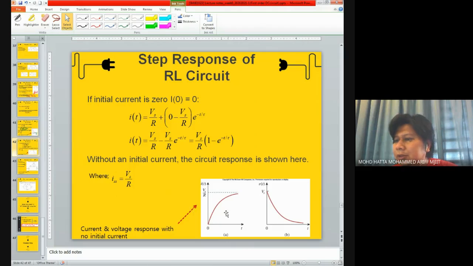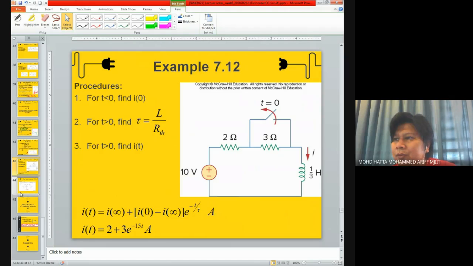Anyway, this is the current and voltage response with no initial current. So the current will be given like this, and the voltage will be given like this. This is basically vice versa due to the nature of the current originally. All right, we move on to example 7.12.